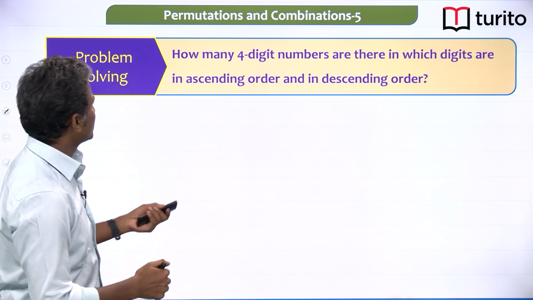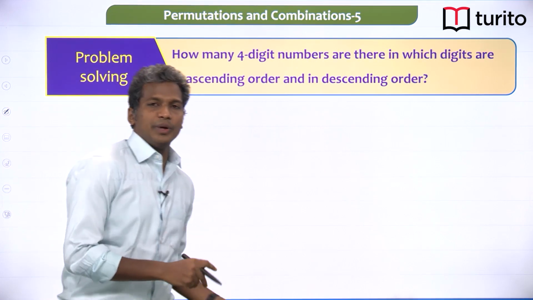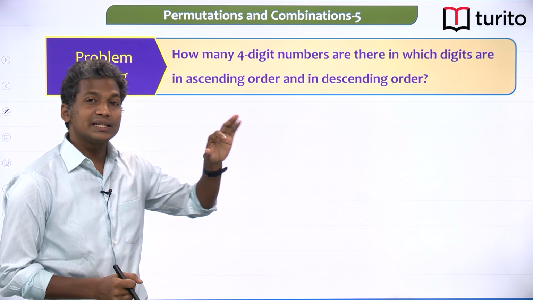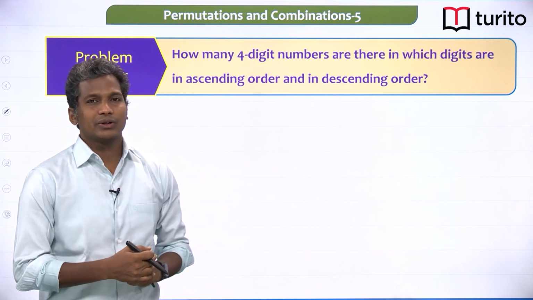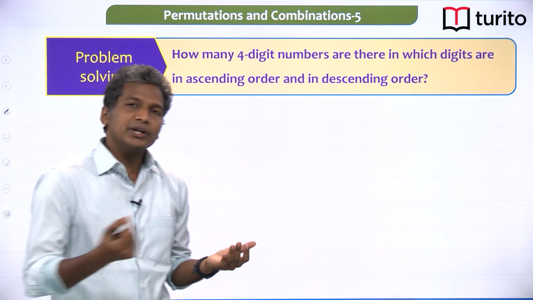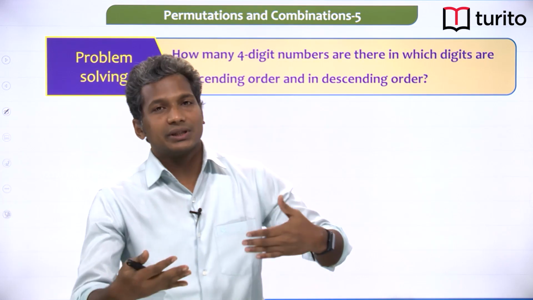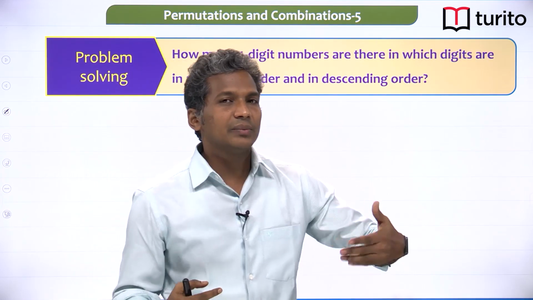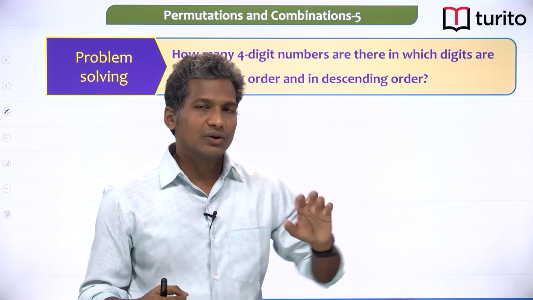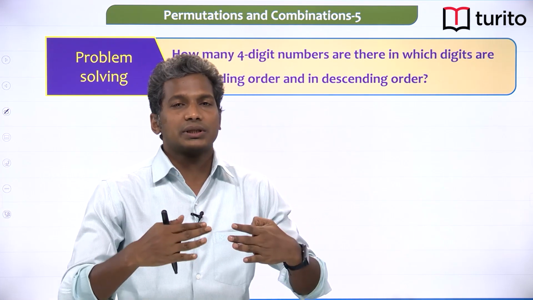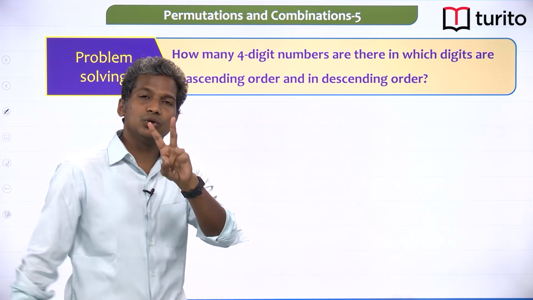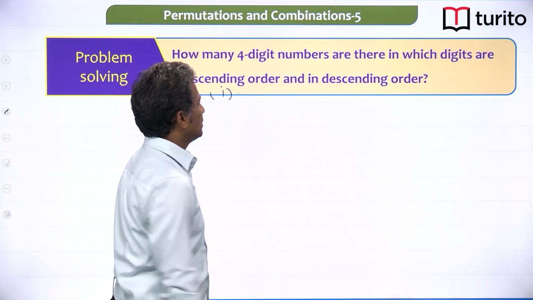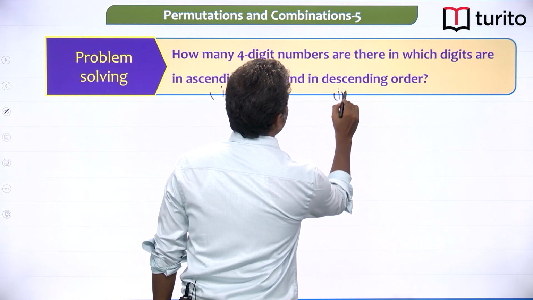Let us go to the first question. How many 4-digit numbers are there in which digits are in ascending order and in descending order? A particular number cannot be in both orders. Ascending means values must be increasing, descending means values must be decreasing. So a number cannot have both orders, which means this is actually 2 questions: one part is ascending and the other part is descending.